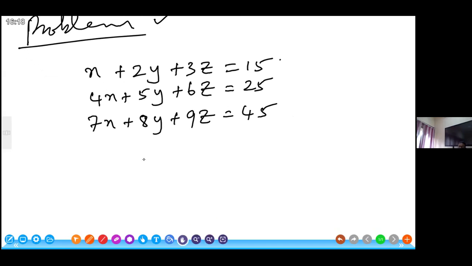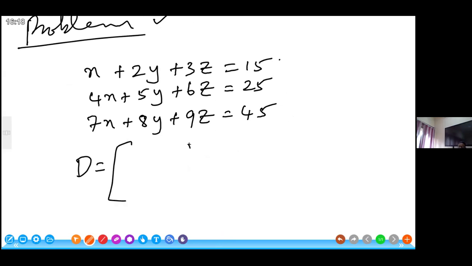What is the D matrix? Anyone? As an example, huh? What is the D matrix? What are the elements in the D matrix?